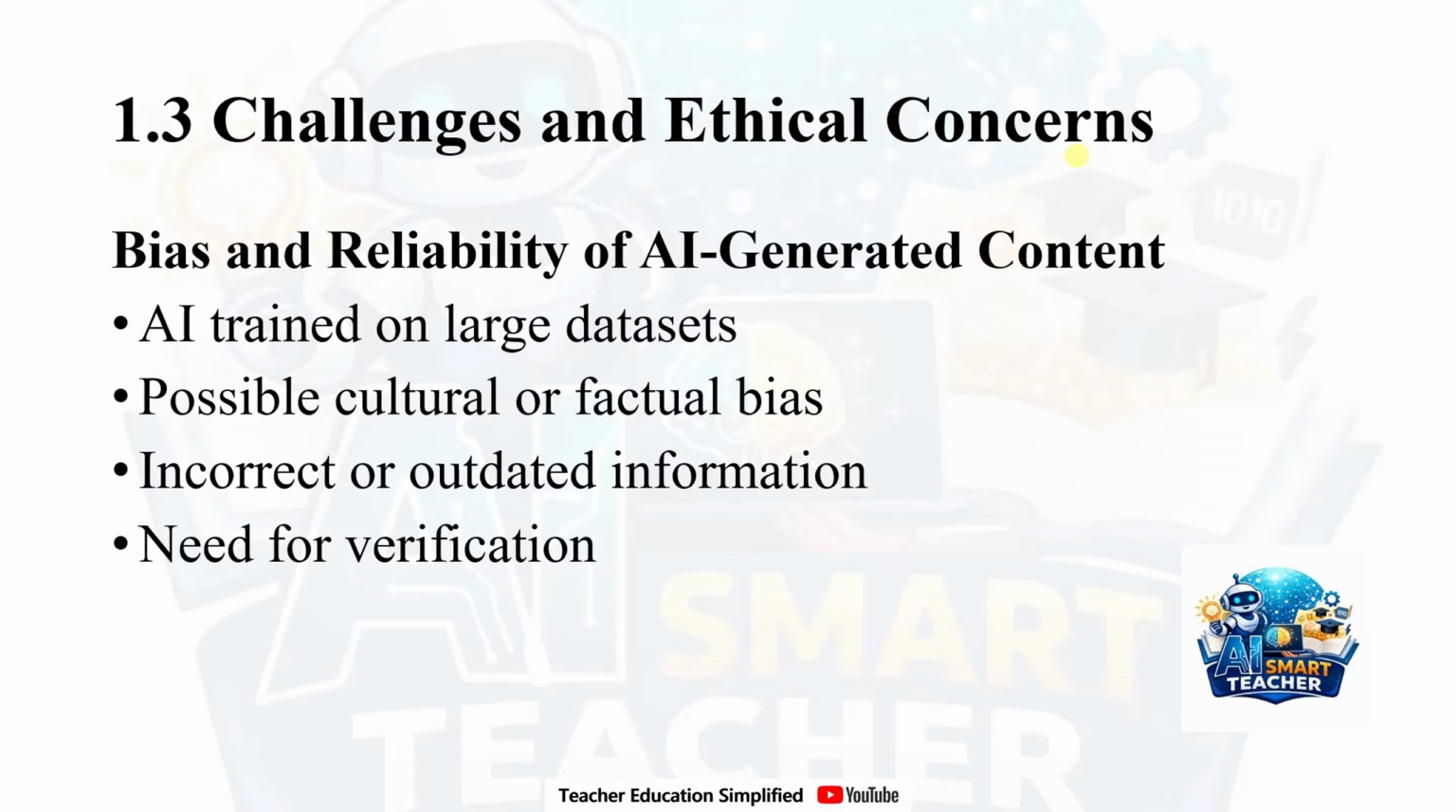For example, you ask AI to generate a history explanation. It may present only one perspective and ignore others. Or you ask it to create a science definition. Sometimes it may sound correct but contains subtle errors. If a teacher directly copies and pastes without verifying, students may learn incorrect information. So remember this rule. AI can assist, but the teacher must verify. Always cross-check important content from the textbook and reliable academic sources.